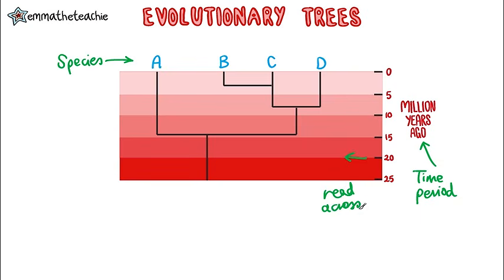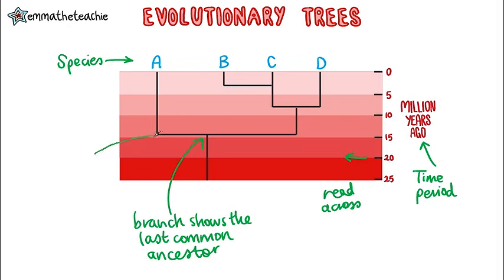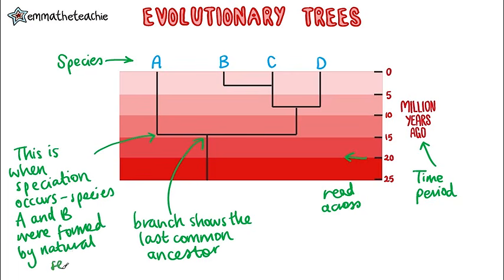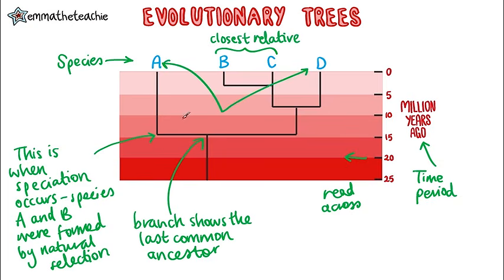Where 2 branches meet, it shows the last common ancestor between 2 species. Where the branches split is where speciation occurred. Species A and B and all of the other species evolved through natural selection. Branches that split recently are closely related species, like B and C. Whereas branches that split a long time ago are distantly related species, like A and D.